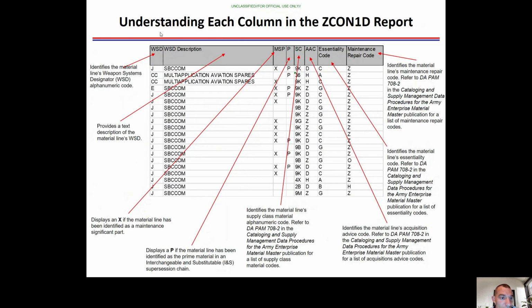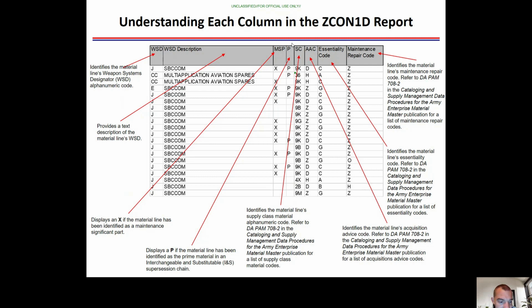WSD identifies the material line's weapon system designator. It's an alphanumeric code. I'm going to do a separate video on this. Here, WSD description is just the description. MSP displays an X if the material has been identified as a maintenance significant part. So if it's a significant part, it's going to be marked with an X.